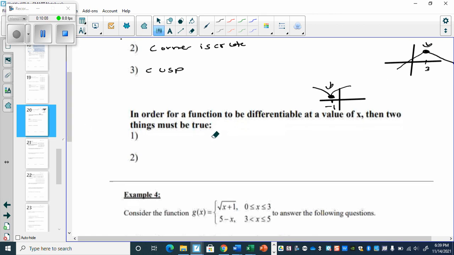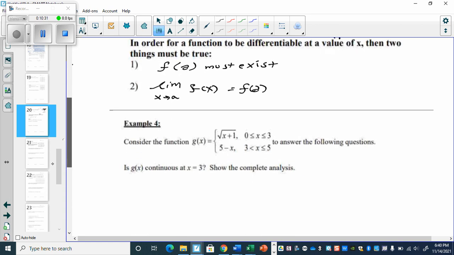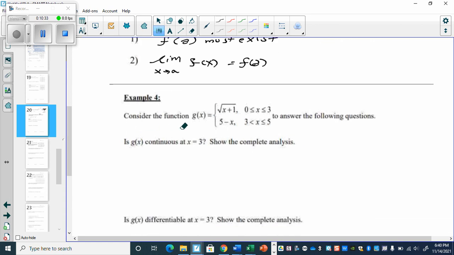In order for a function to be differentiable at x, then two things must be true. f of a must exist, and the limit as x goes to a of f of x must equal f of a. So it must meet those continuity rules. Okay. Example 4, it says consider this piecewise function.